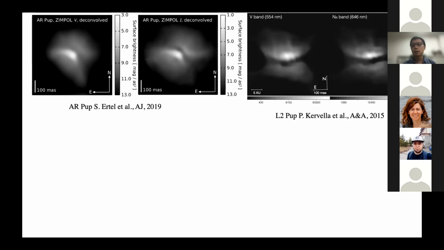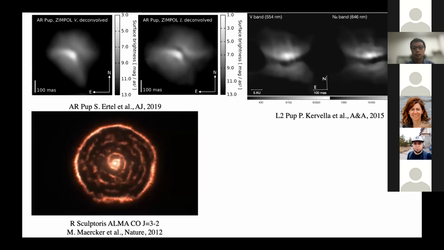And the second example is the L2 Pup. It's also taken by Zimpo, and the two bright lobes are also scattered light from the pole direction. Here we resolve the binary and we can confirm that there is a binary in the center. And the dark band is also a circumbinary dusty disk.